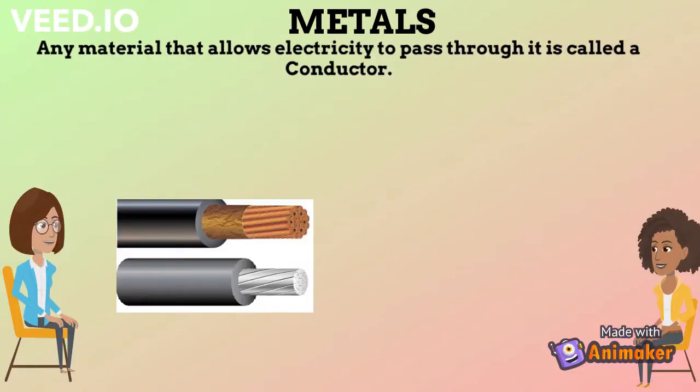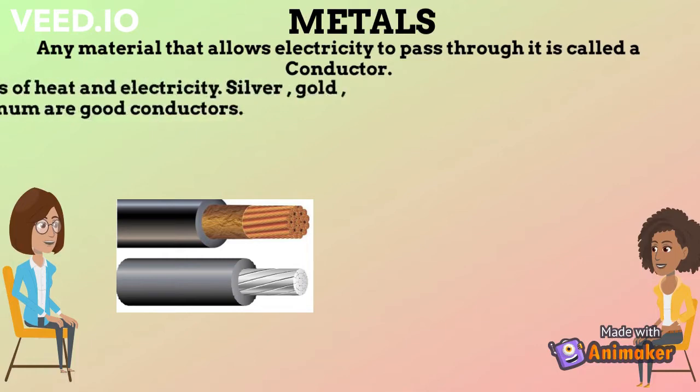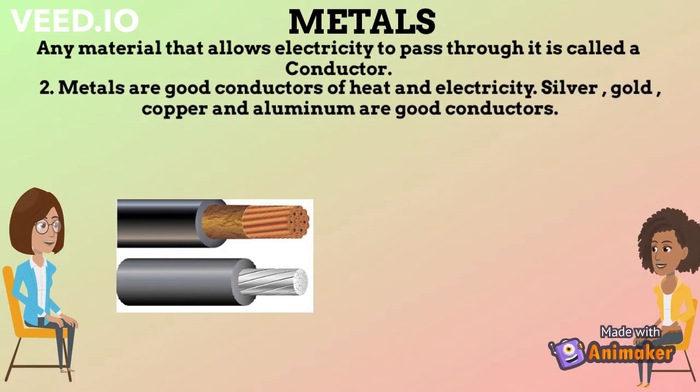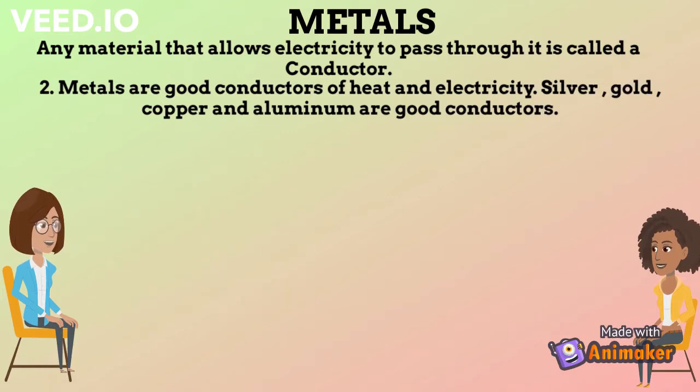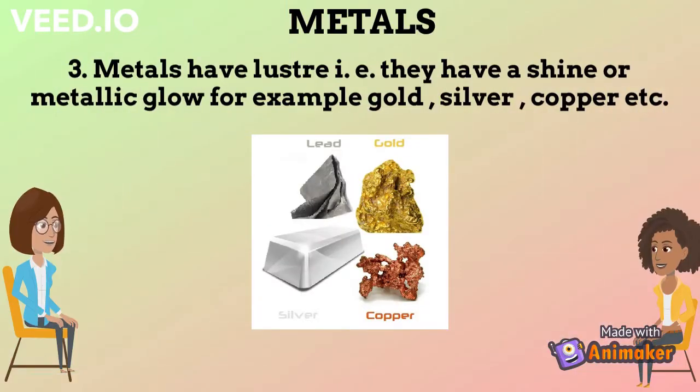Any material that allows electricity to pass through it is called a conductor. Metals are good conductors of heat and electricity. Silver, gold, copper and aluminum are good conductors. Metals have lustre, that is, they have a shine or metallic glow. For example, gold, silver, copper, etc.